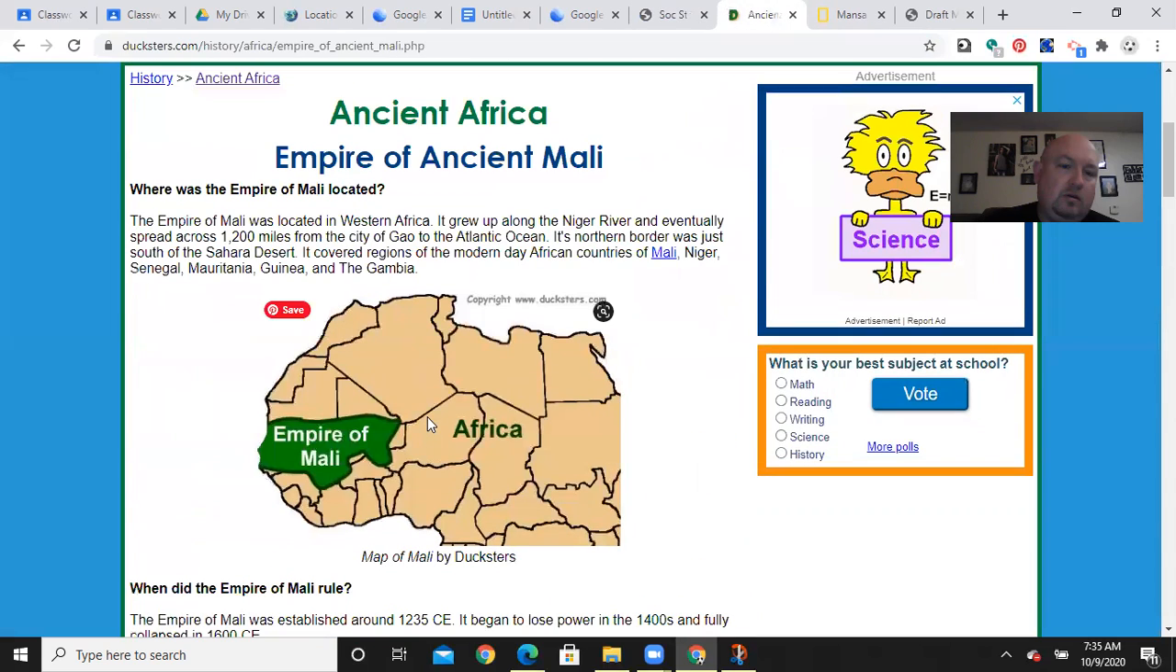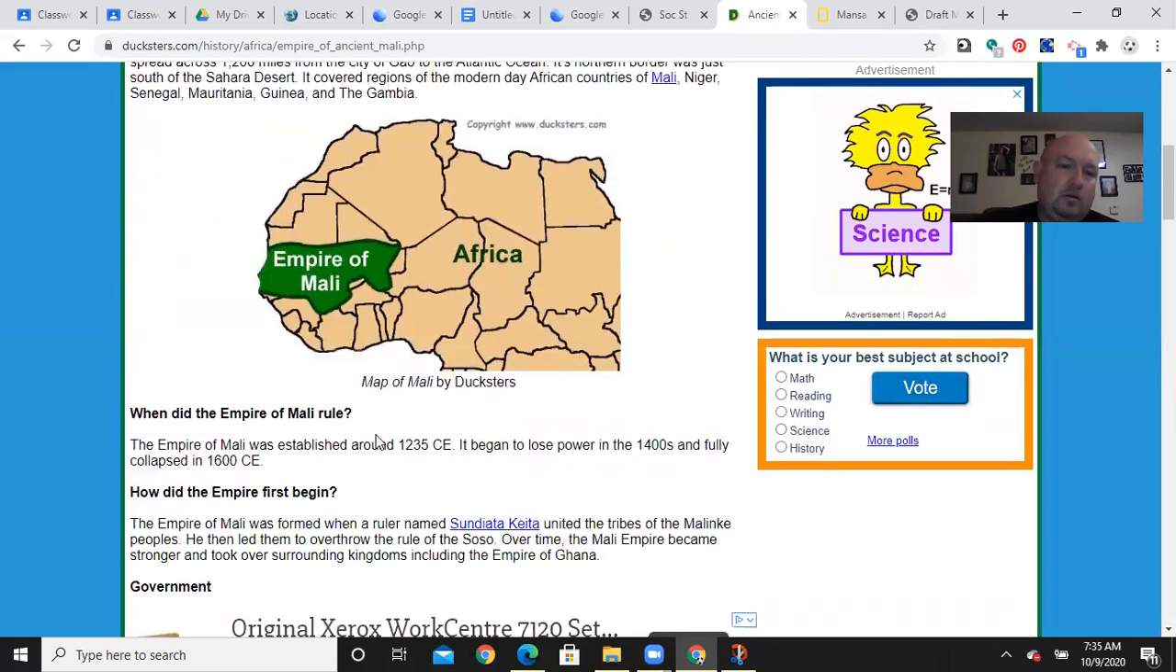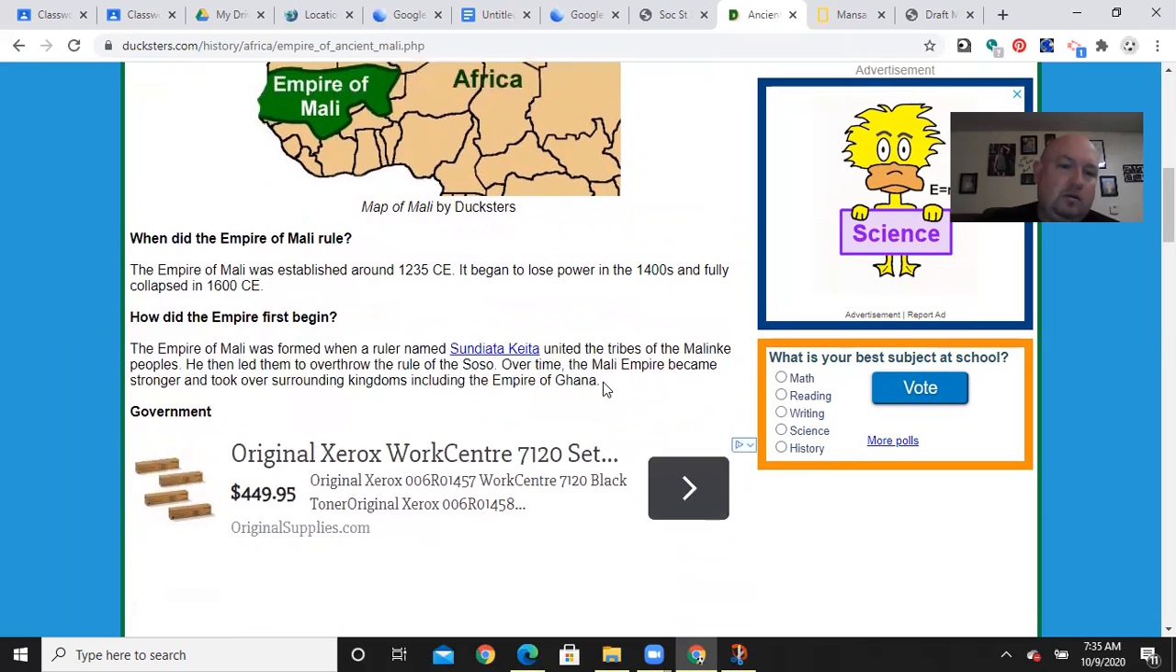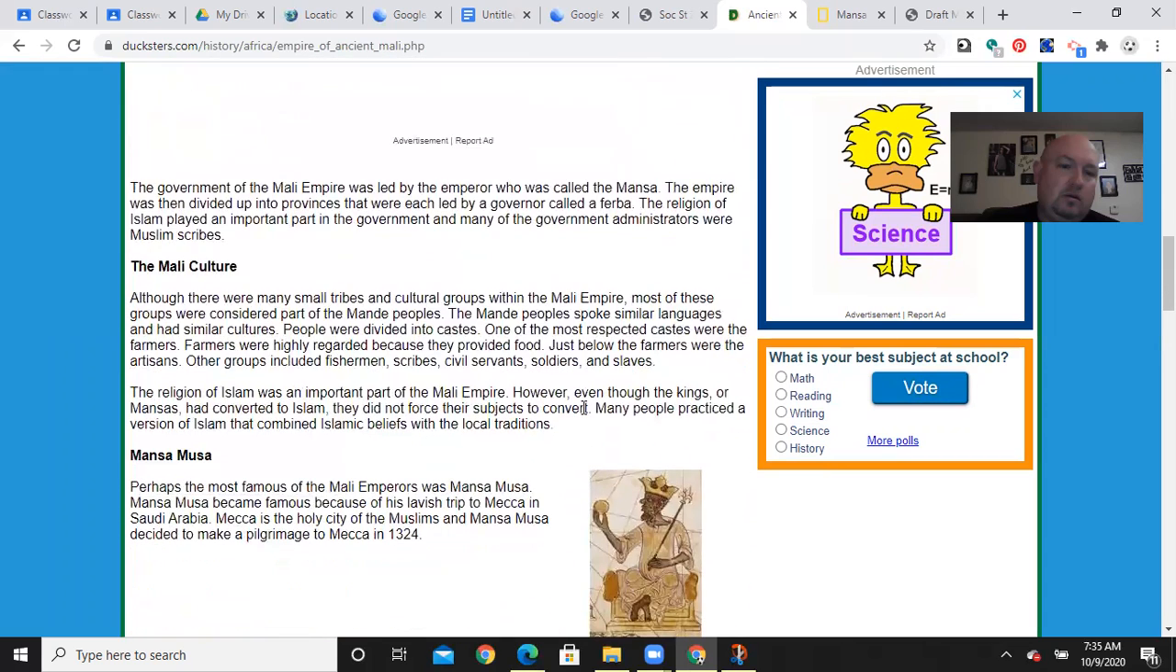So looking at the culture of Mali, here's the empire here. See, it's a pretty decent sized place. It gives you the years. It was in power for about 150 years, 170 years, and was gone in under 400 years. Looking at the culture, most of these were groups considered the Mande peoples, who spoke similar languages and had similar cultures.